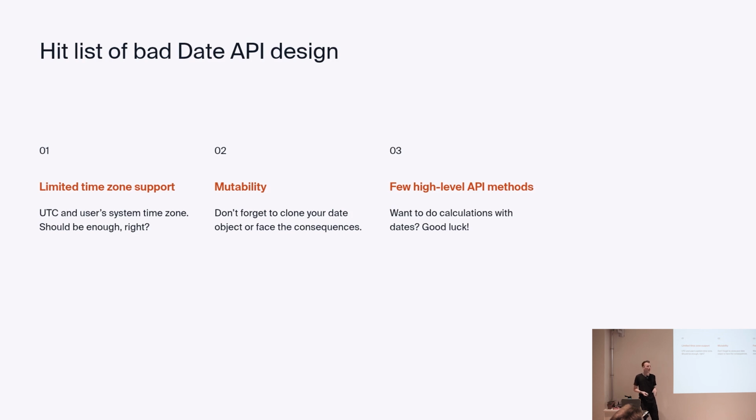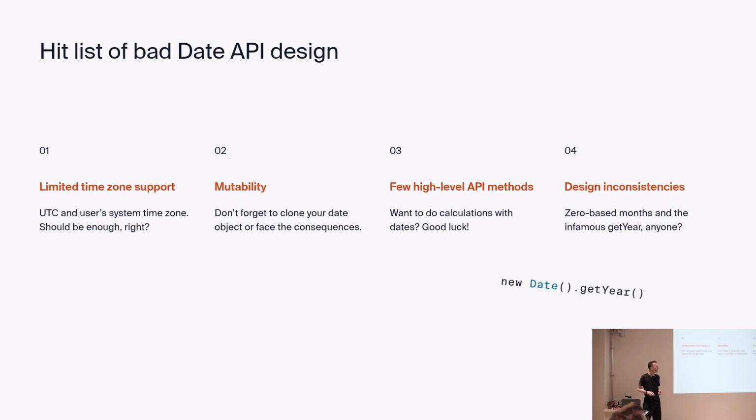Then there are a few high-level API methods. So if you want to do any sort of calculations with date, you have to do this whole getMinutes plus 10 and setMinutes, put that in, and hopefully you cloned your date because everything is mutable. Quite bad. And then there are the design inconsistencies. So the zero-based months, for example, are famously an issue.